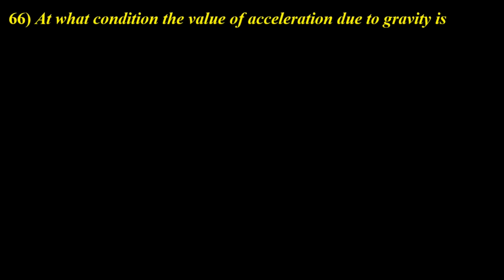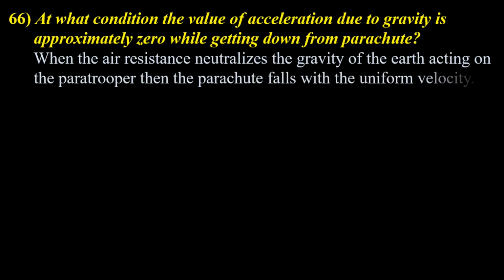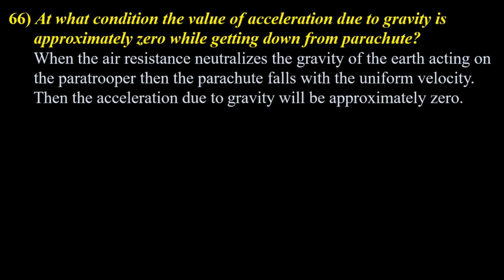Okay, next question. At what condition is the value of acceleration due to gravity approximately 0 while getting down from a parachute? When the air resistance neutralizes the gravity of the earth acting on the paratrooper, then the parachute falls with uniform velocity. Then the acceleration due to gravity will be approximately 0.